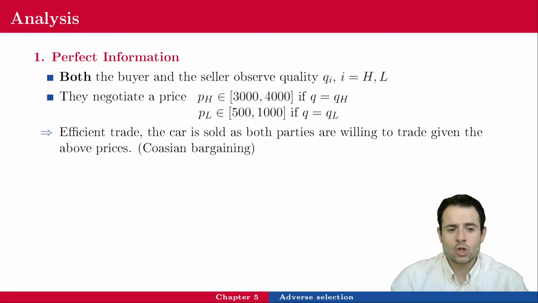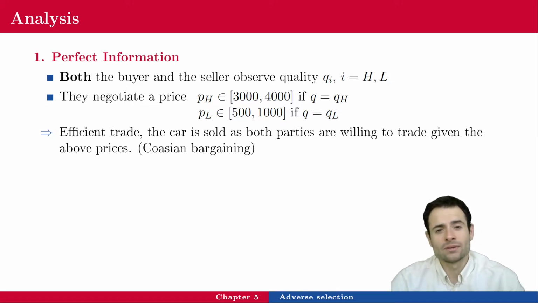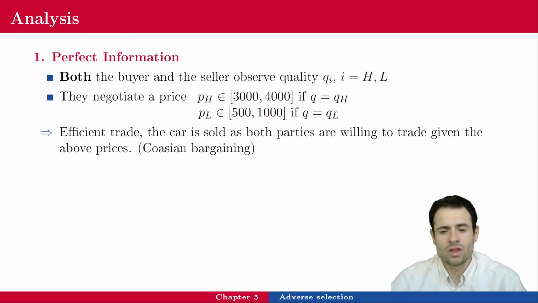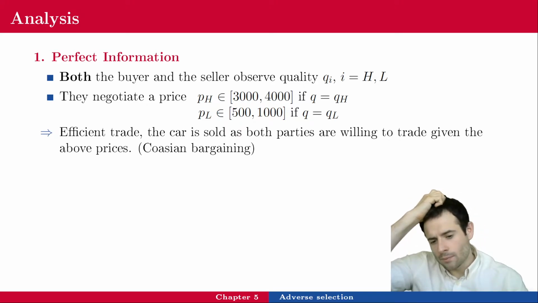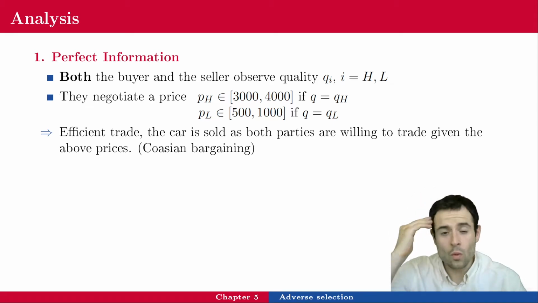And again here, trade is efficient because it is going to happen. Whatever the quality of the car is, it is going to be sold. Then how the bargaining is going to happen, that's another matter, and that's not the point of this model. They can use Nash bargaining, they can use the structure of the supply and the demand, so they can use the structure of the market, whatever, but a price in these ranges will seal the deal.